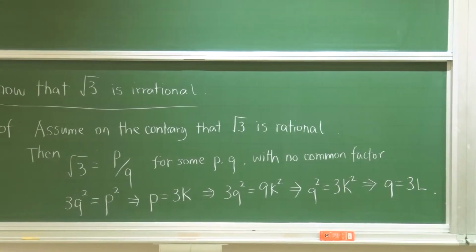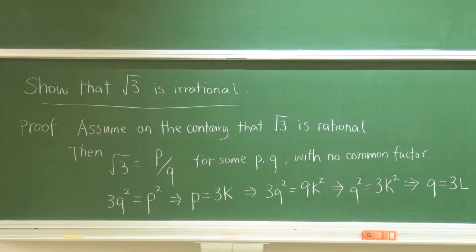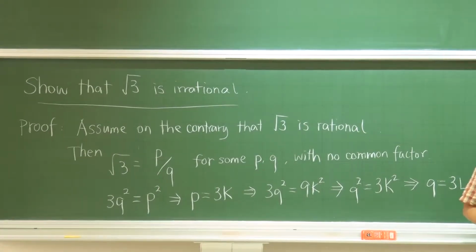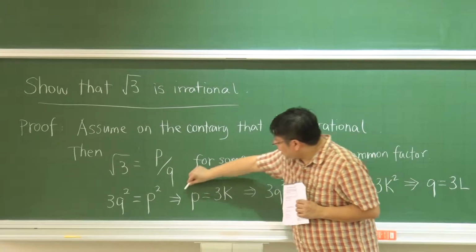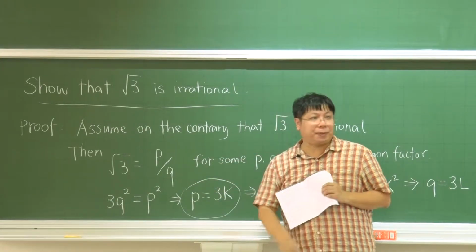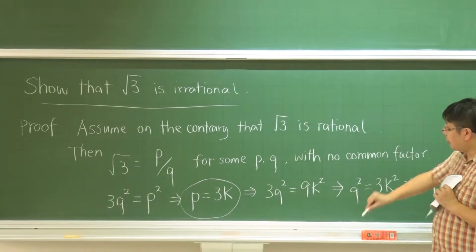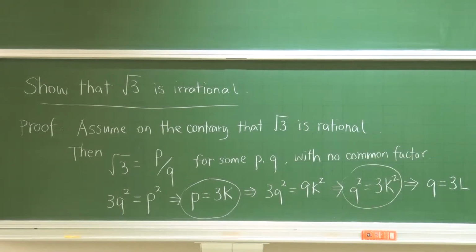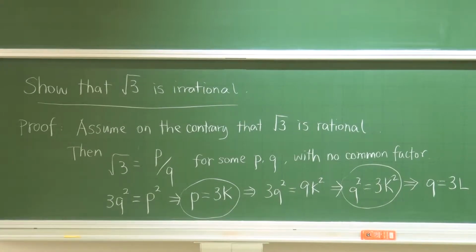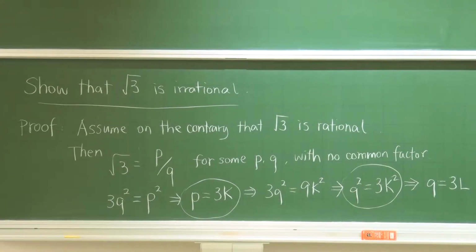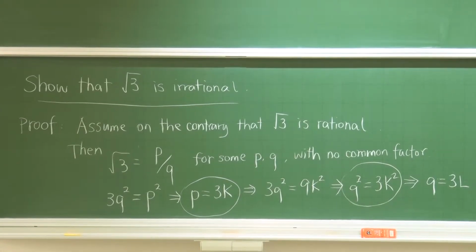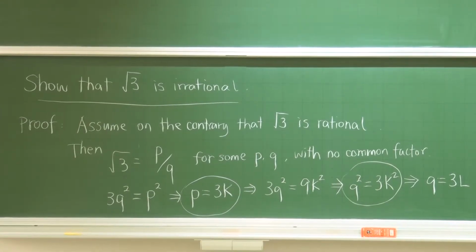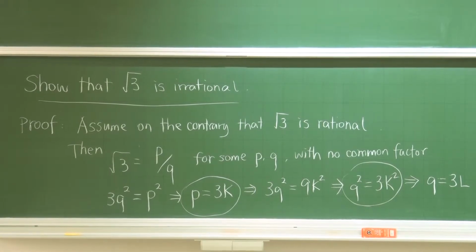Is that okay? So this is extremely similar to the proof where square root 2 is irrational. There, we arrive at the conclusion that p has to be even, and because p is even, then q is even. Now, for the proof that square root 3 is irrational, we change this. We conclude p is a multiple of 3, and then we also conclude that q is some multiple of 3 as well. And then we get a contradiction.